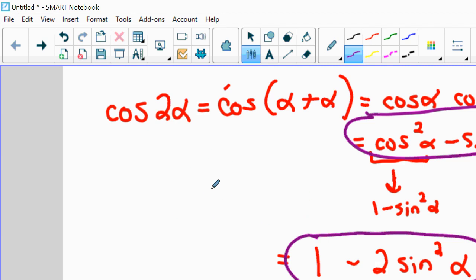Now, I'll talk about these another time, but in calculus, we isolate the sine squared and we isolate the cosine squared. But in this class, this is the way we memorize them. They are identities. I just proved them all.